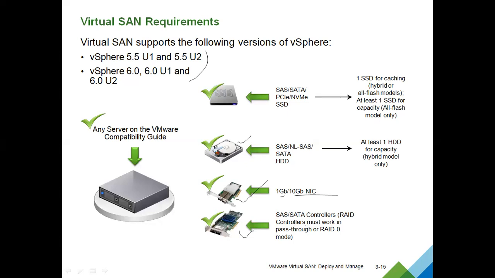You have to set the RAID controller either in RAID 0 mode or in pass-through mode. That is something you have to do in the BIOS settings of your ESXi host if you want to configure your disks for vSAN purposes. So these are some mandatory requirements from a network perspective.